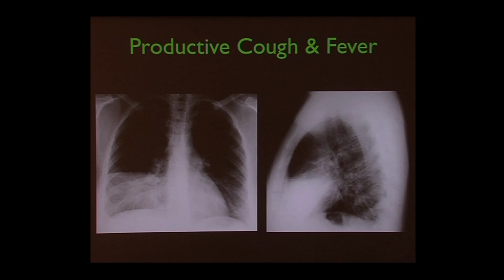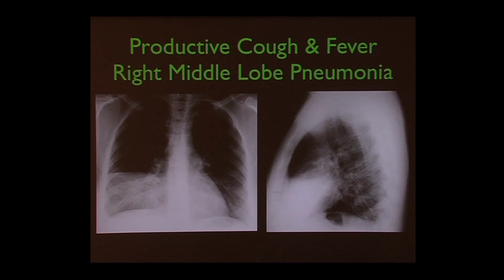So what's going on here? This patient has a productive cough and a fever. Yeah, this is a pneumonia. And we know exactly where it is from subtle signs. Because here's the heart border nicely seen because it's outlined by the air next to it. This heart border is gone because it's obscured by the pneumonia sitting next to it.